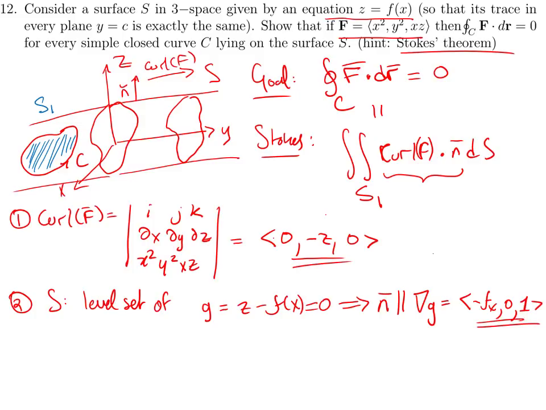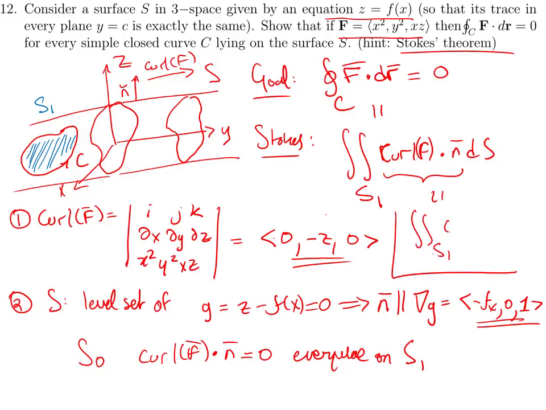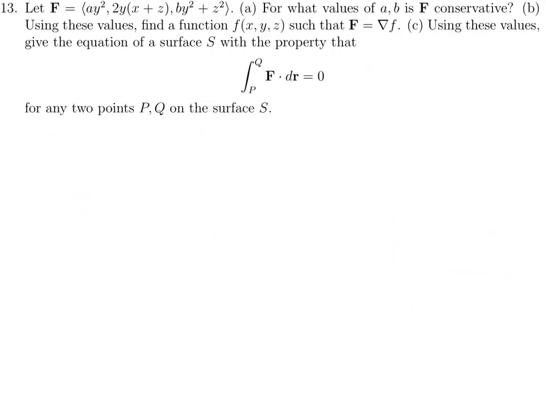So now it's clear the gradient is parallel to a vector that's 0 in the middle coordinate, and the curl is 0 everywhere but the middle coordinate. So we have it. The curl of f dot n equals 0 everywhere on S1. And so that means that this integral is actually equal to the double integral over S1 of 0 dS. And that completes it. Okay.